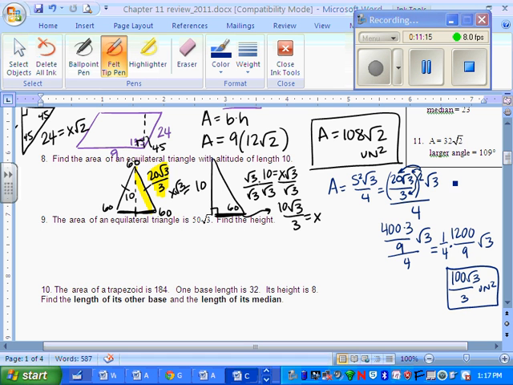Another easier way to do it would probably be area of a triangle, base times height divided by 2. I know the base is 20 root 3 over 3, I know the height is 10, and I can divide by 2. I should get the same answer either way.